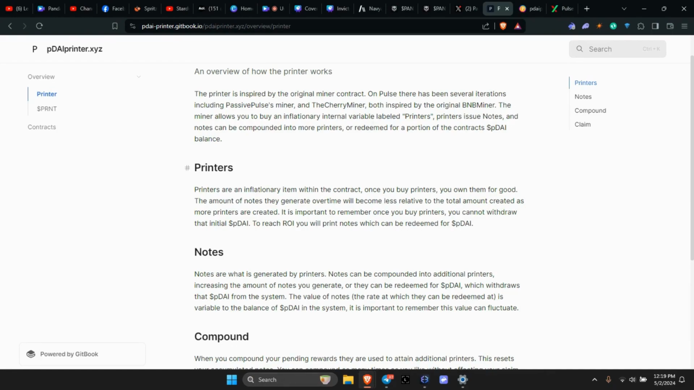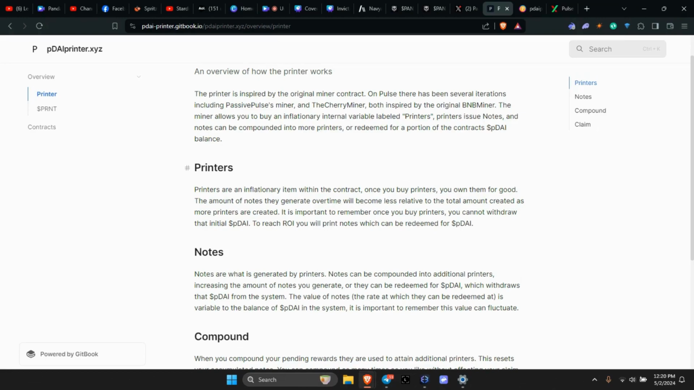Then you have the printers. Printers are an inflationary item within the contract. Once you buy the printers, you own them for good. So no, there are no refunds. Please understand, the amount of notes they generate over time will become less relative to the total amount created as more printers are created. It is important to remember and understand that once you buy printers, you cannot withdraw that initial pDai. To reach ROI, you will print notes which can be redeemed for the pDai that you have invested.